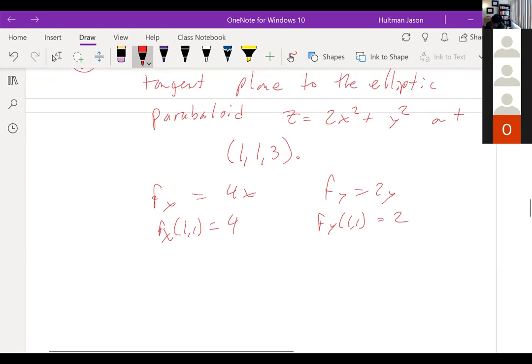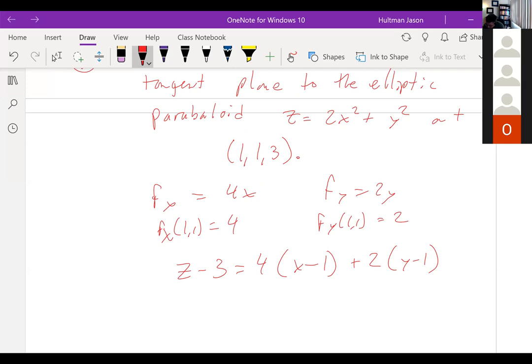Okay, so what's the equation of the tangent plane? Well, this is going to be z minus z naught, which is 3 at that point, equal to f sub x, which is 4, times x minus x naught, which is 1, plus 2 times y minus 1.